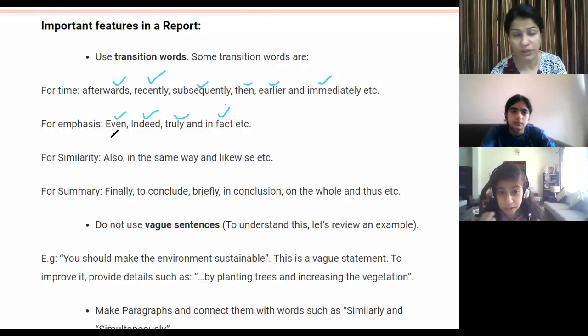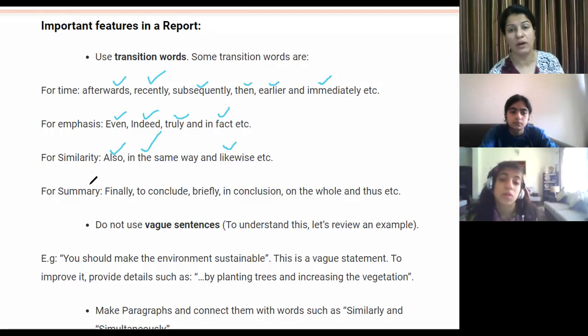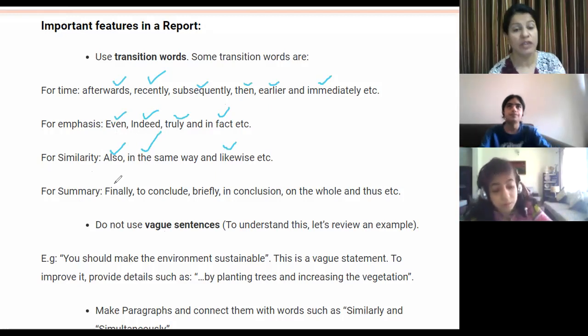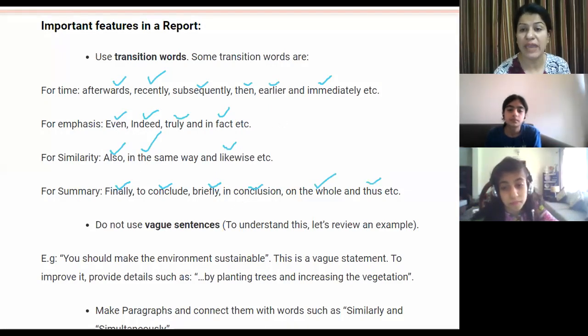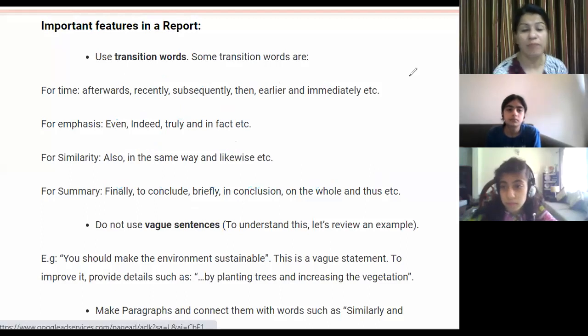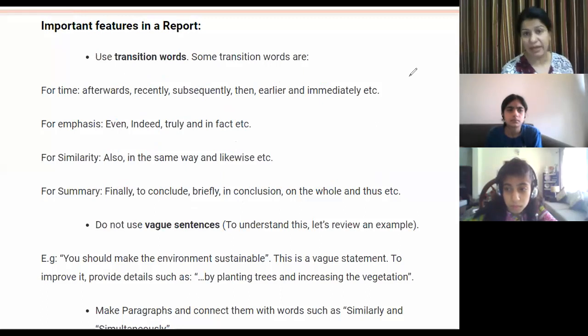To compare two things in their similarity, you can use also, in the same way, and likewise. To summarize, to bring your report to an end, you can use finally, to conclude, briefly, in conclusion, on the whole, thus. Do not use vague sentences. Never be ambiguous. Be very vivid, be very clear when you are writing a statement.